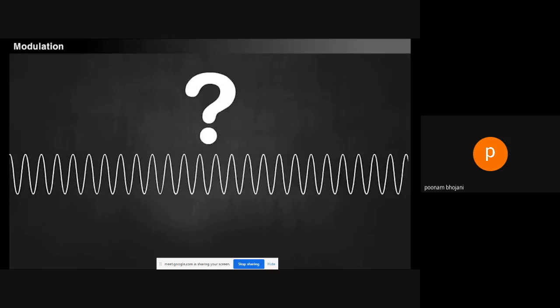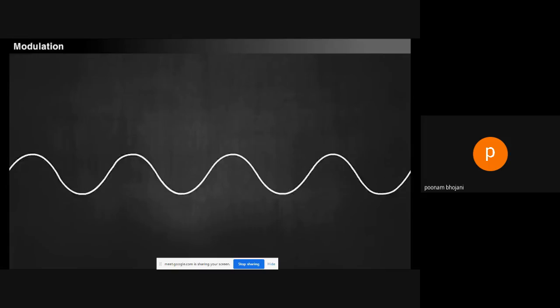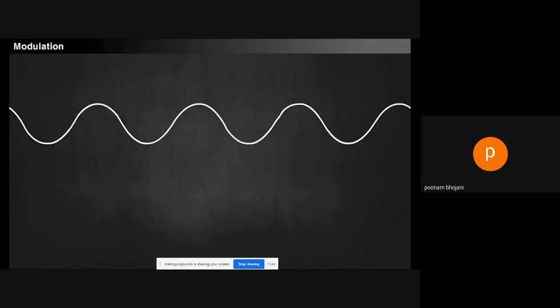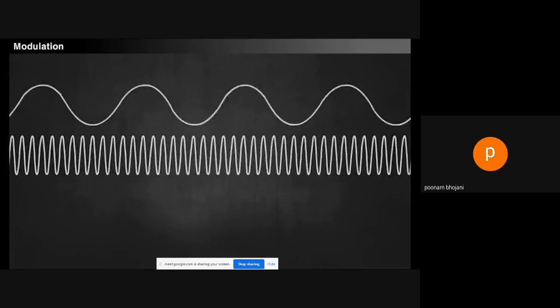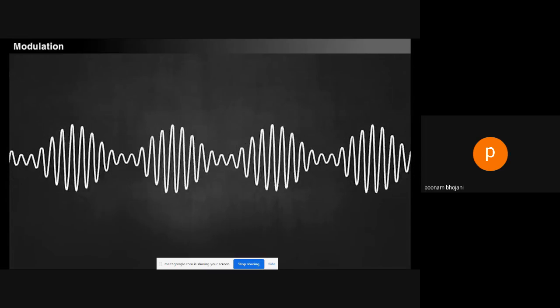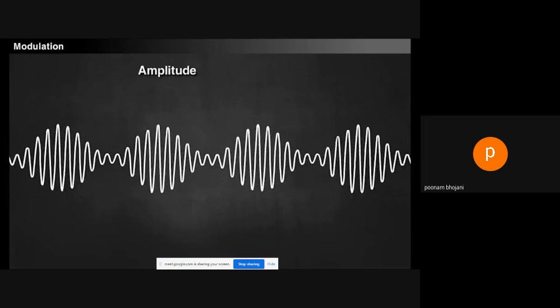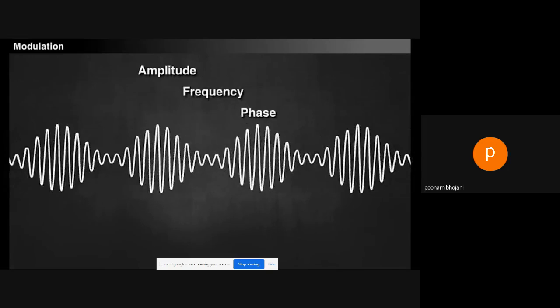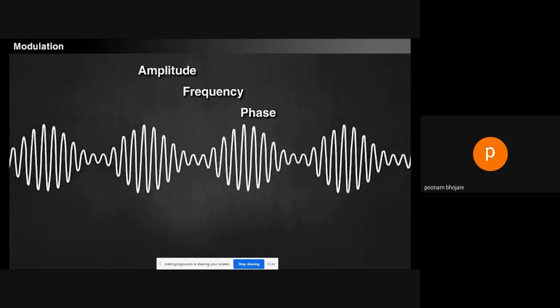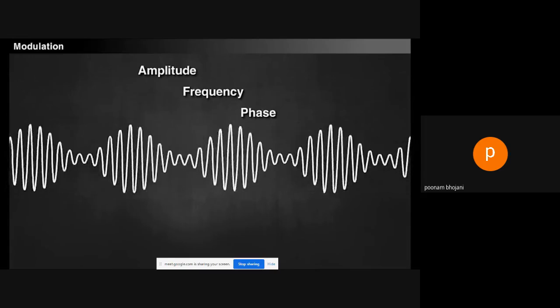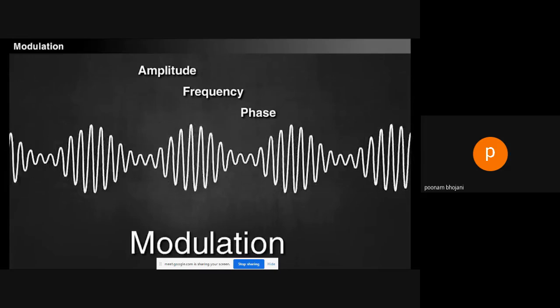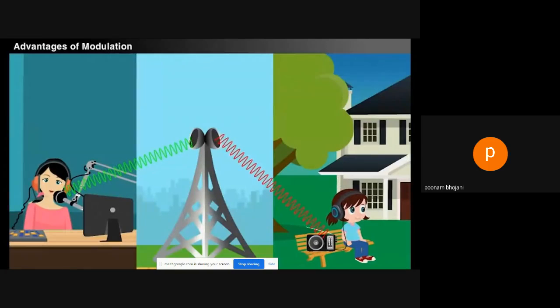But how will we increase the frequency of the message signal? Actually, we will not increase the frequency of the message signal, but we will superimpose the low frequency message signal with the high frequency carrier signal. Hence, the characteristics, that is, amplitude, frequency, and phase of the carrier signal will be changed in accordance with the message signal. This process is called modulation. Let us see how the problems in the transmission of the low frequency signals are overcome by modulation.